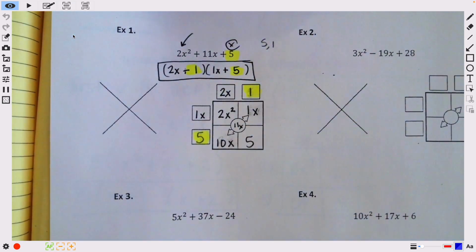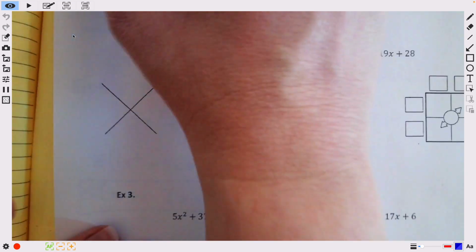Okay, that's called guess and check. What I will tell you is guess and check is way easier when your first and last numbers are prime. When they're prime, it eliminates so many options. When they're not prime, okay, now we get into a bit of a pickle. So I'm going to show you a method that always works, but it's a little complicated, okay?